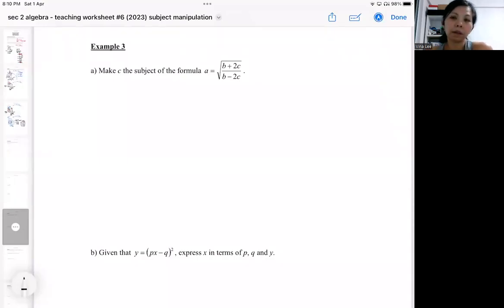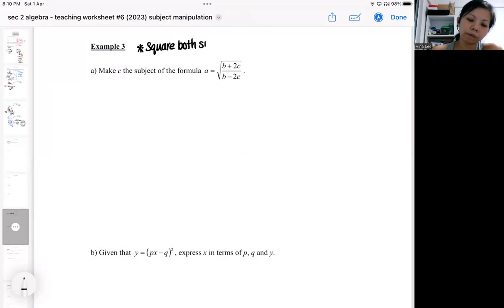Okay, example 3 and 4 will illustrate the more difficult technique. The more difficult question will involve square roots, will involve squaring all this. So I'm using example 3a to illustrate the technique of squaring both sides.